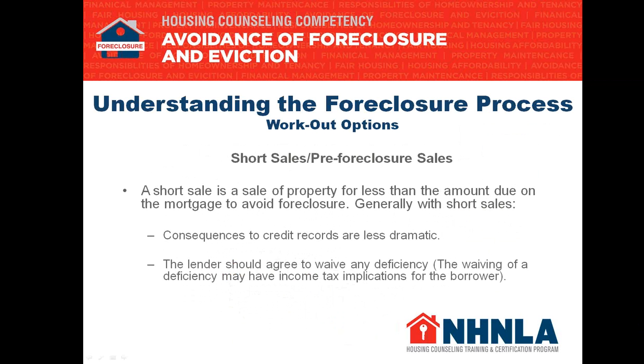And what I mean by that is the amount of that deficiency. Let's say the house is sold for $150,000, but the mortgage was $180,000. Now the lender may agree not to come after them for the other $30,000, but that $30,000 may be considered income for the homeowner the next year when they file their taxes. Now, you're not a tax expert, or you may be, but if you're not certified to give tax advice, then you should just let them know that there may be some income tax implications and they should talk to their tax professional.